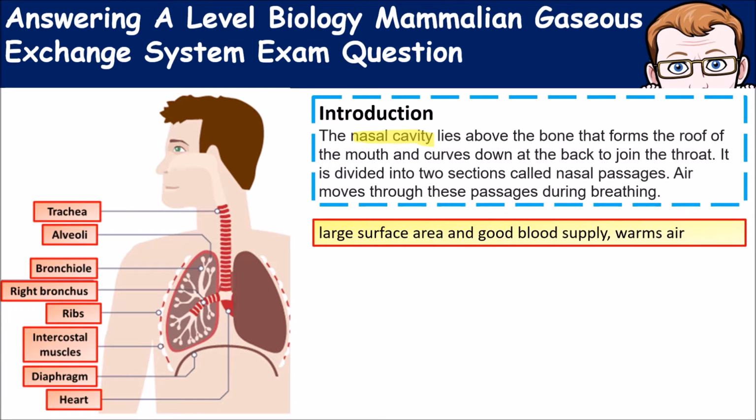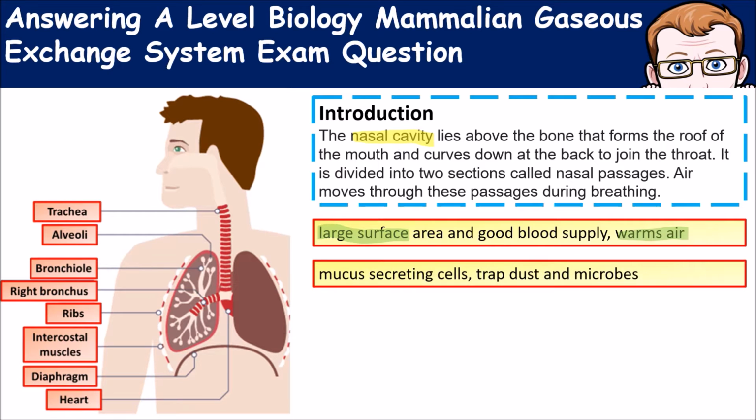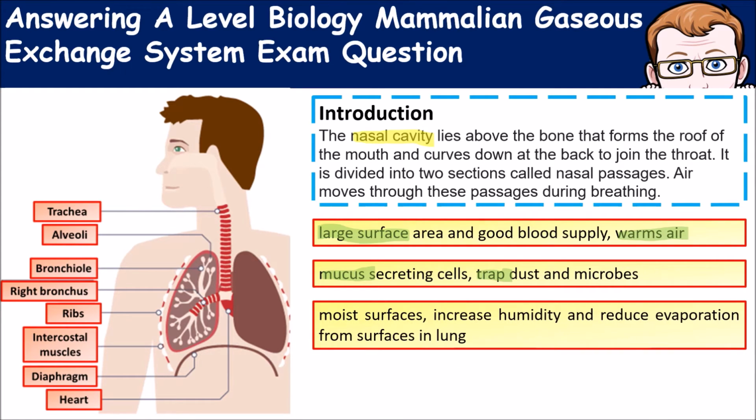A few key things about the nasal cavity are worth noting. It has a large surface area and a relatively good blood supply that keeps the air warm as it moves down into the lungs. It has various mucus-secreting cells that trap dust and microbes, and the moist surfaces increase the humidity, so reduce evaporation from the lungs.